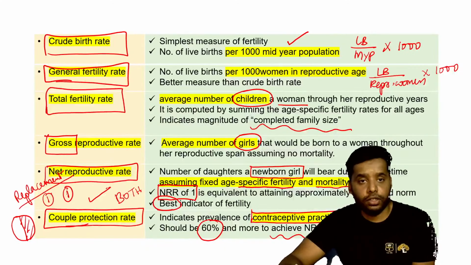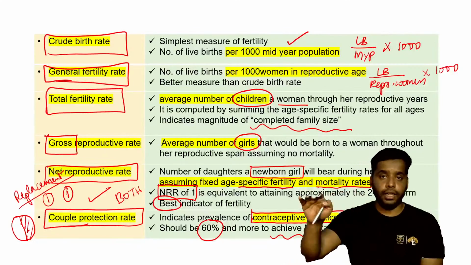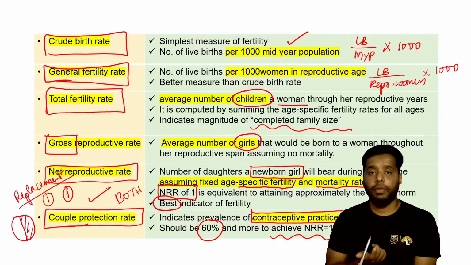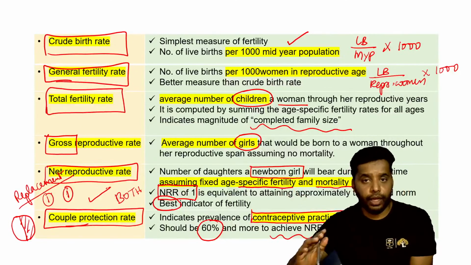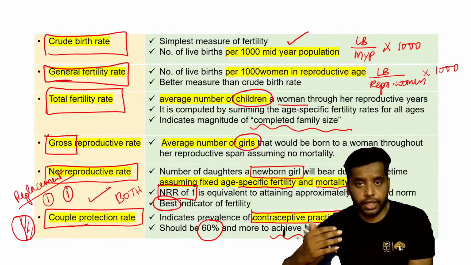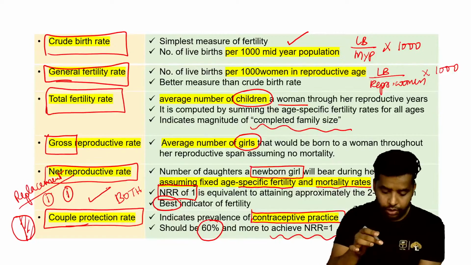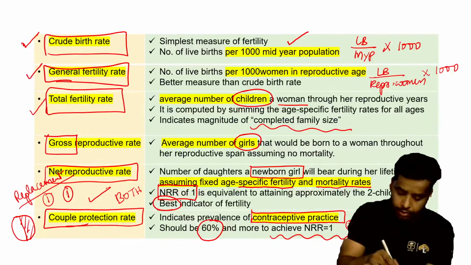Couple protection rate should be 60%, if that is the number being targeted in our country. Every country the value can be different. For our country, based on this study, to achieve replacement level of fertility, NRR of 1, couple protection rate should be how much? Your answer will be 60% and above. Good.